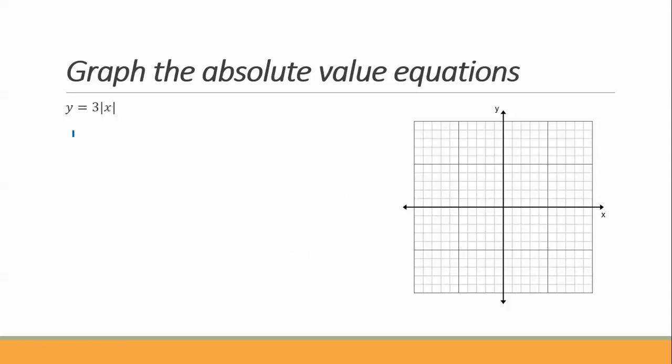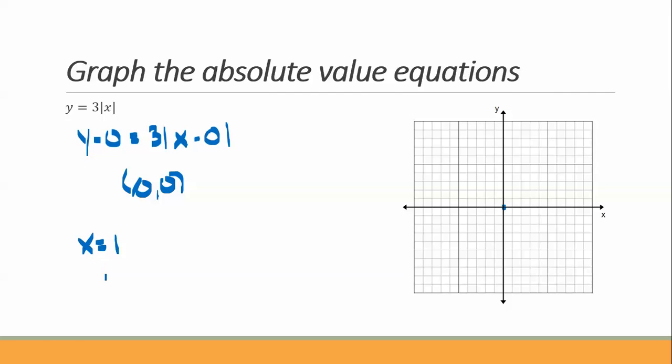So here, let's write it as y minus 0 equals 3 times the absolute value of x minus 0, because there's nothing there. So 0, 0 is going to be a point on our graph. This is actually going to be our vertex point. So we're going to plot 0, 0, and then we're going to plot some other points. Let's try x equal to 1, y equals 3 times the absolute value of 1, which is 3. So one of our points is 1, 3.